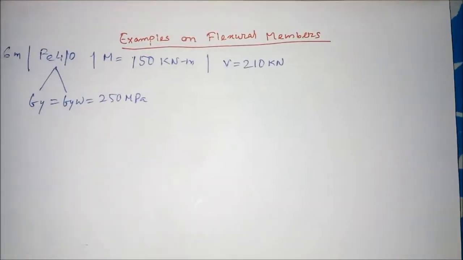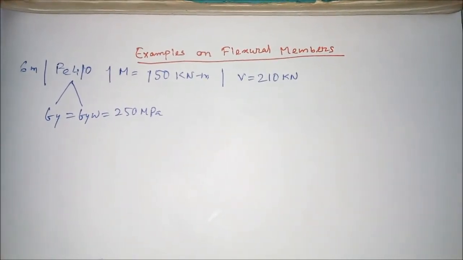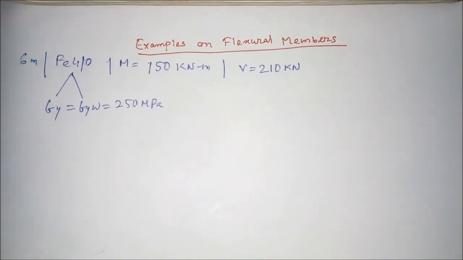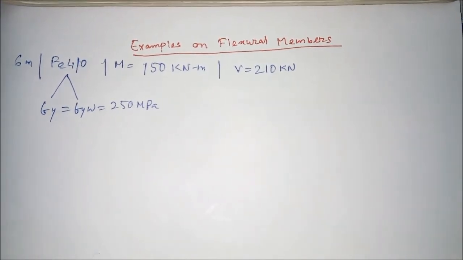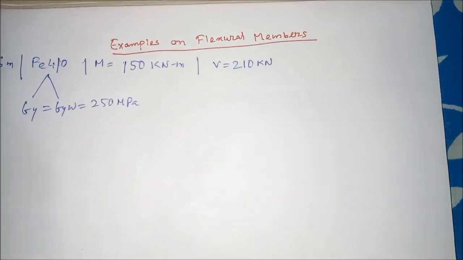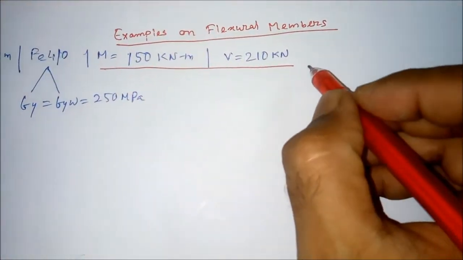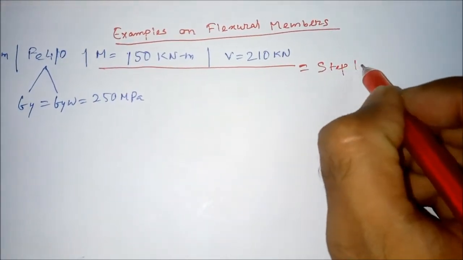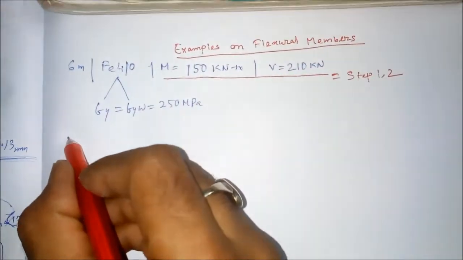Now what are the steps? For the first step we need to find out the factored load, and in the second step we have to find out the maximum bending moment and maximum shear force. In this case the values are directly given to you. The maximum bending moment and the maximum shear force are already given to you. So basically these are step 1 and 2, right? So we will be doing from step number 3.